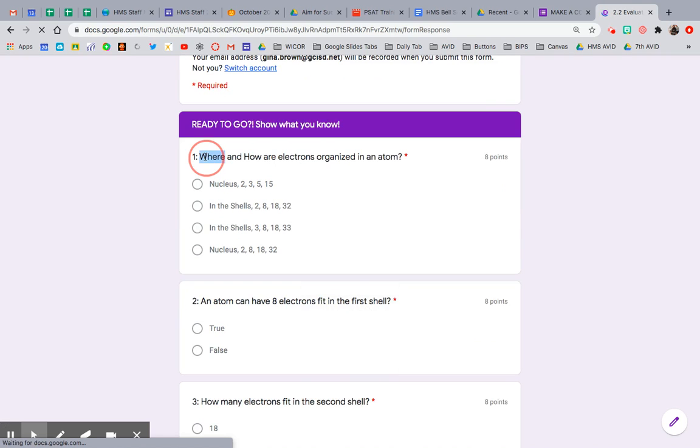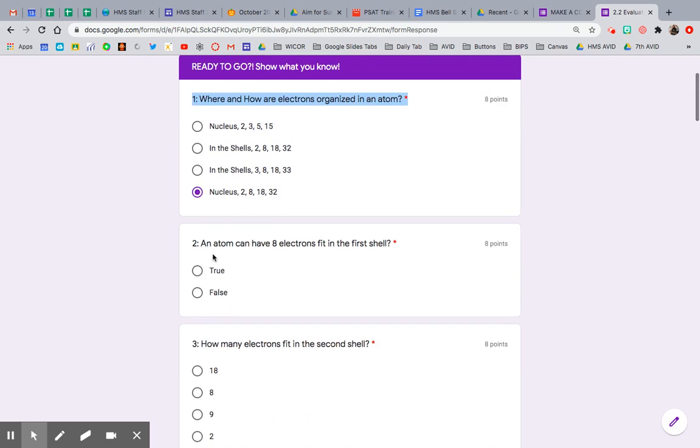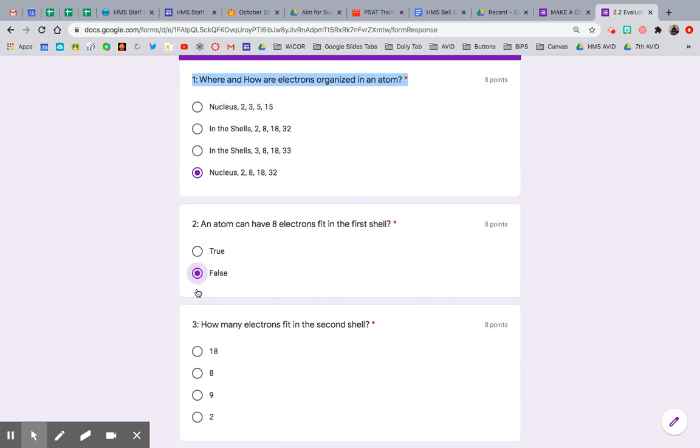So number 1, where and how are electrons organized in the atom? Is it in the nucleus in a 2, 3, 5, 15 order? Is it in shells in a 2, 8, 18, 32 order? Is it in the shells a 3, 8, 18, 33 order? Or is it in the nucleus 2, 8, 18, 32 order? Number 2, an atom can have 8 electrons to fit in the first shell, true or false?